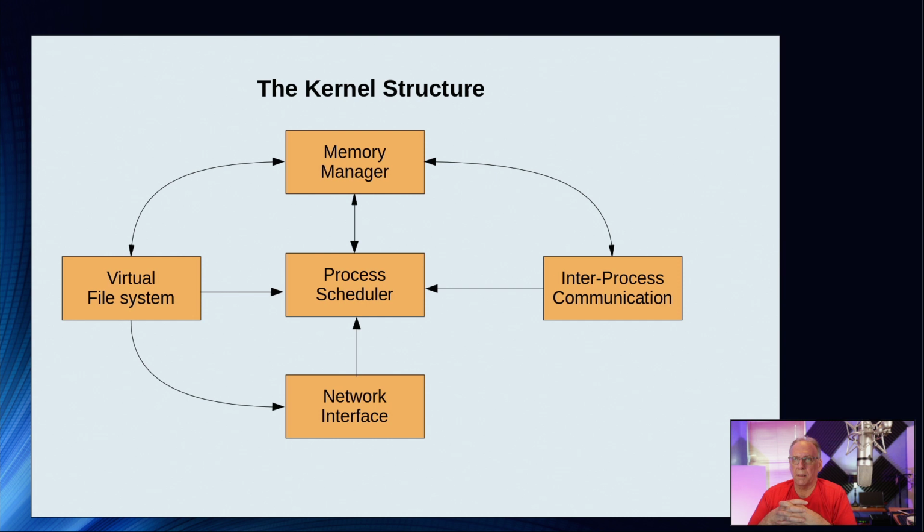If you look at the virtual file system, it's dependent upon the memory manager, the process scheduler, and the network, because some virtual files are NFS or Samba. They can also be Gluster and so forth, and so you do have virtual file systems that sit across the network. Inter-process communication depends only on the memory manager and the process scheduler. The process scheduler is only dependent upon the memory manager. And then finally, you have network interfaces, which are only dependent upon the process scheduler to work. So that's how you read that, and that gives you an idea of how everything is kind of knitted together.